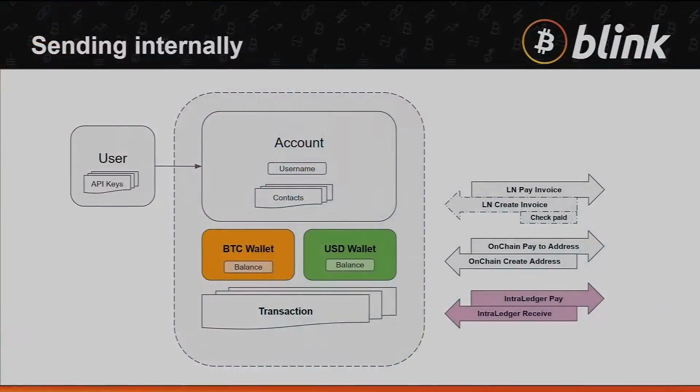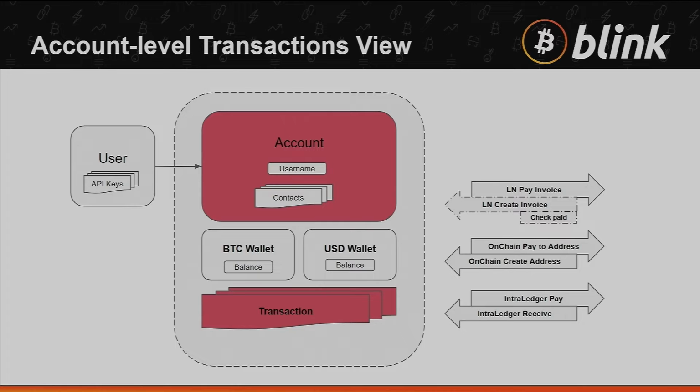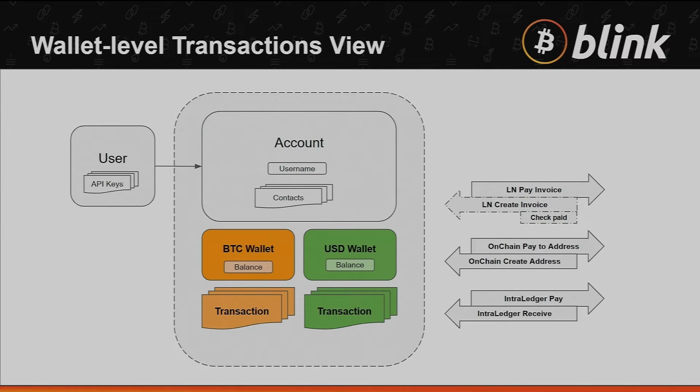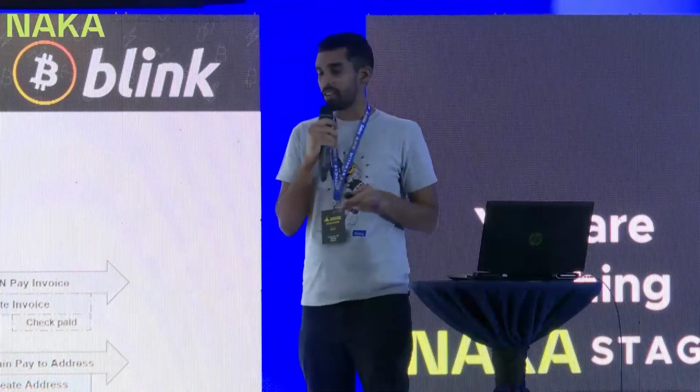Right, and we also have intra-ledger payments. It's internal payments. So this is how you can send transactions to your own wallet. So this is what we use to convert, for example, between BTC and USD wallets, or you can send to other wallets within our system once you have their wallet ID. So that's useful as well. And on accounts, we have transactions at two levels. So transaction histories, you can see them either aggregated under the account, or you can see them per wallet. So you get a specific transaction history for each wallet.